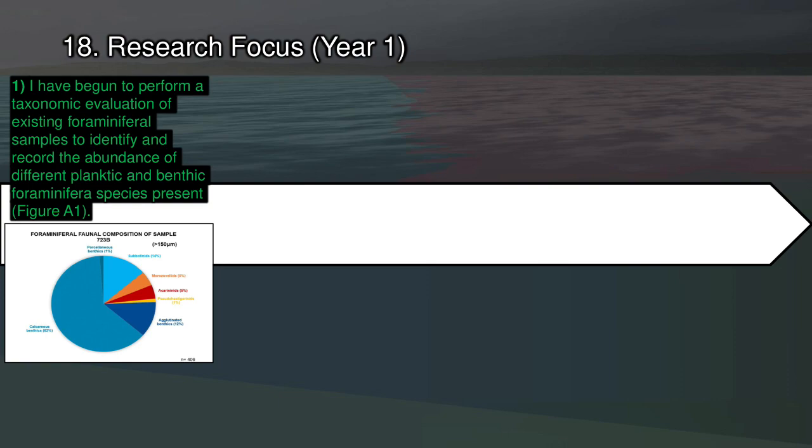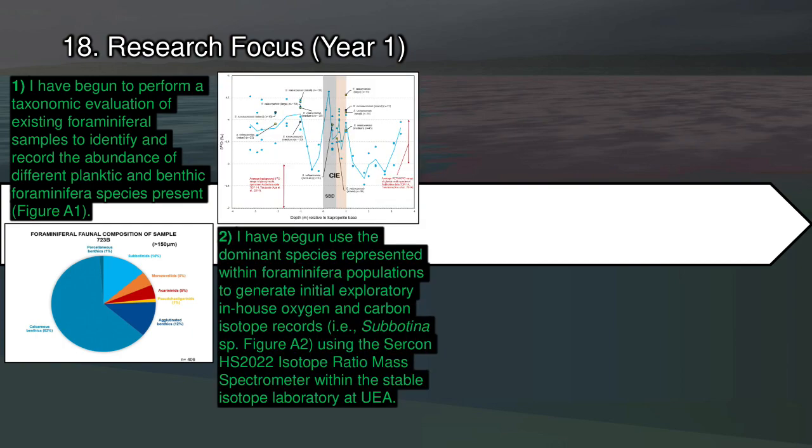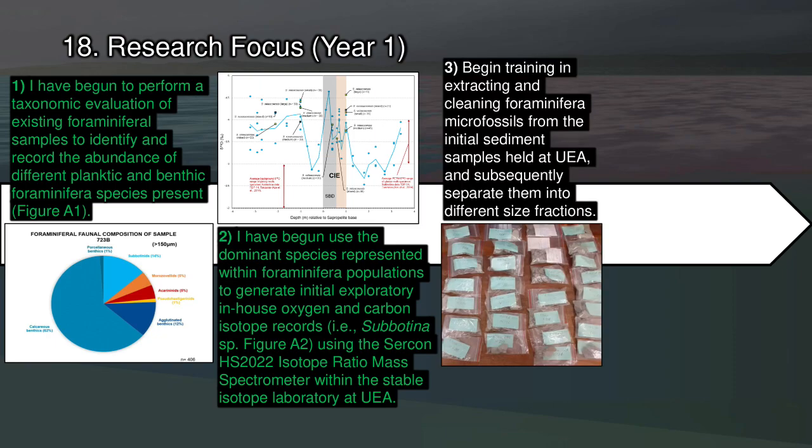So as we've already mentioned, we've begun to perform taxonomic evaluation on some of the existing foraminiferal samples and to identify and record the abundance of the different planktic endemic forams present, like in the example given. We've also begun to pick out the dominant species like Sabatina and begun to run species-specific isotope analyses and compare that to existing records. Immediately going forward, I think the next step would be to begin training in the extraction and cleaning of the forams still present within the bulk sediments here at UAA and separate them into different size fractions.